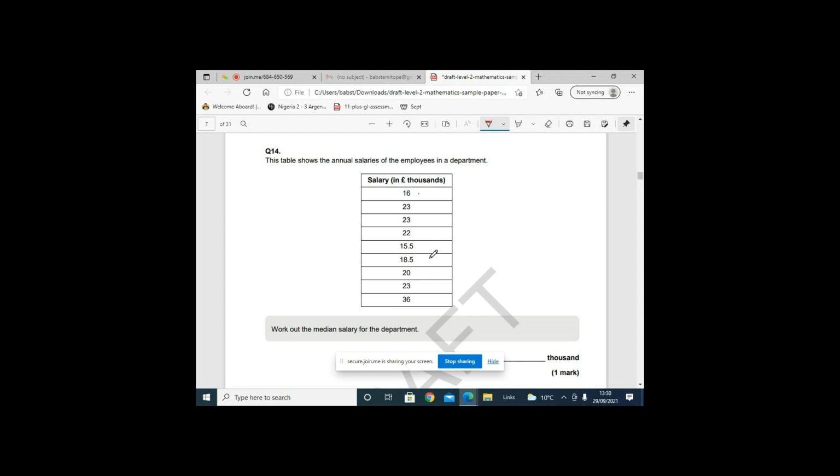So this is about scale now. We did scale when we were doing ratios. So the map is this. The distance between two villages on the map measures 6.2. The map has a scale where 1 centimeter represents 25,000 centimeters. So the actual distance between the two villages in kilometers, give it to two decimal places.